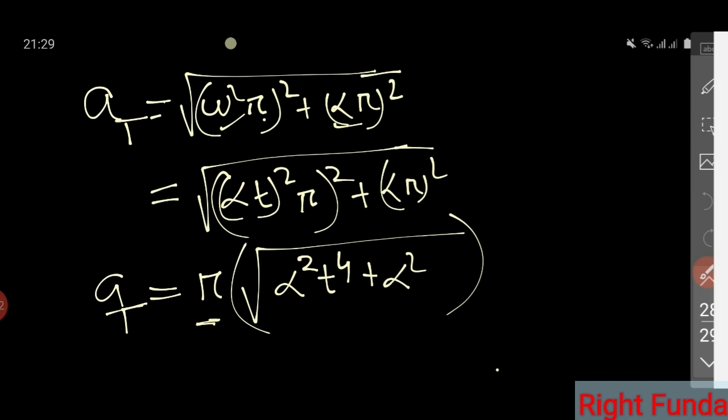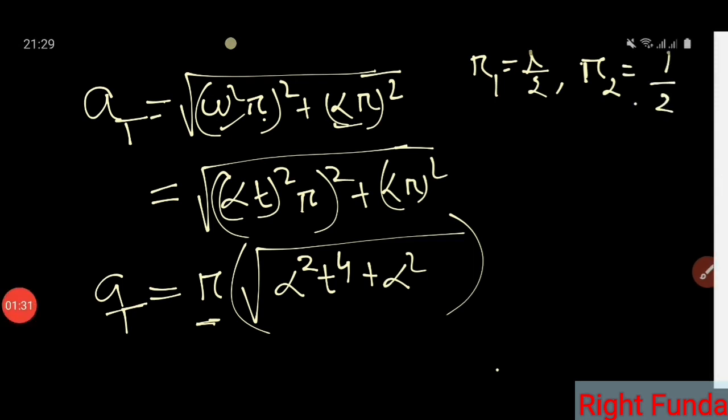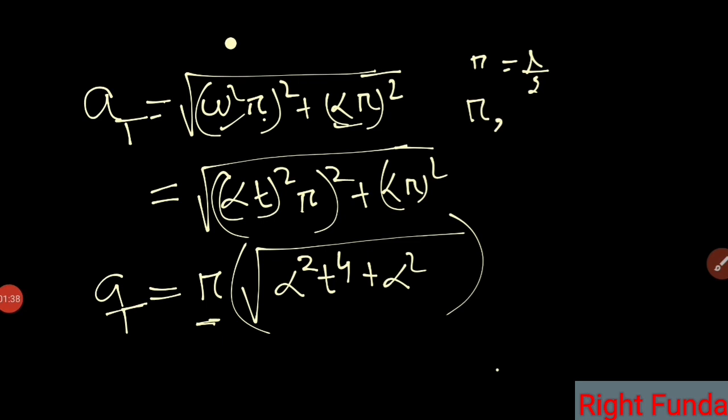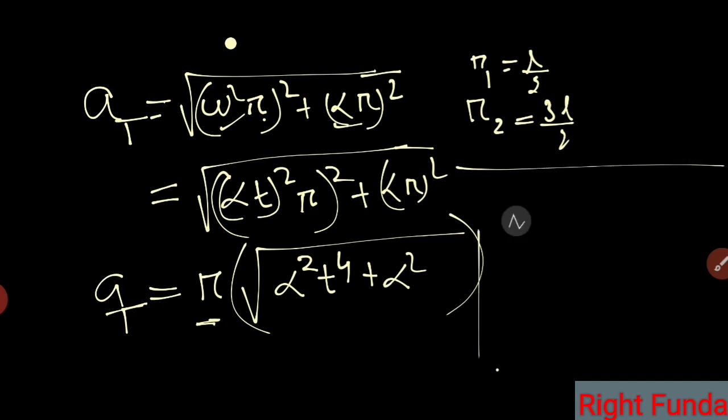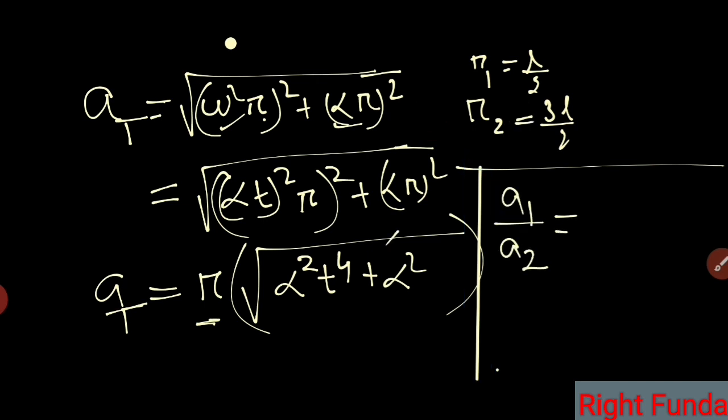So I write R1 is equal to L by 2 and R2 is equal to 3L by 2. So if this question is asking to calculate the ratio of acceleration, A1 by A2 will be equal to, these two terms will be cancelled out, and will be equal to R1 by R2 alone.